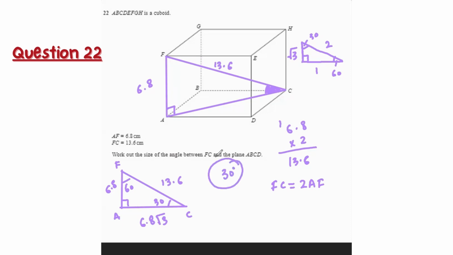Once again, using the special triangles over here. In a special triangle, we have the angles 30, 60, 90. And the length opposite to 30 degrees is 1. The length opposite to 90 degrees is 2, and the length opposite to 60 degrees is √3. Since FC is twice of AF, it meets the conditions for the special triangle, which means this is 30 and this is 60. And this length AC would be 6.8 √3. So the answer, the size of the angle between FC and the plane ABCD, is 30 degrees.